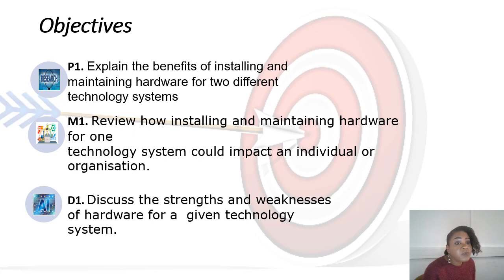For M1, we will be reviewing how installing and maintaining hardware for one technology system could impact an individual or organization. And finally, if you're on your D task, you will discuss the strengths and weaknesses of hardware for a given technology system.